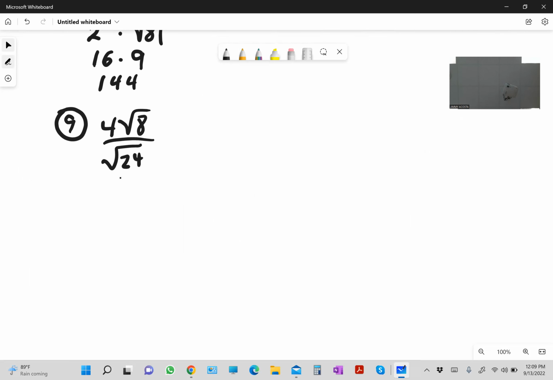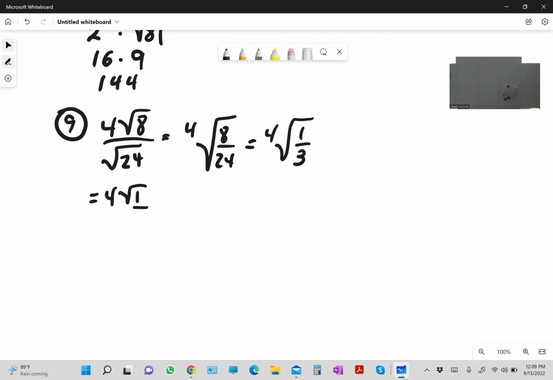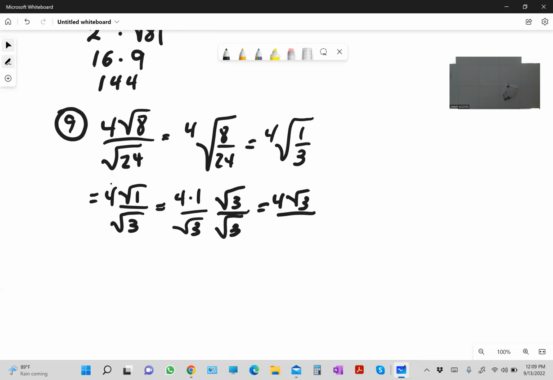Lots of ways to do this, but one of the ways would be to rationalize the denominator, but you could just rewrite this as 4 square root of 8 over 24, which is 4 square root of 1/3. Well, we now know that's 4 square root of 1 over square root of 3, but this is just 4 times 1 over square root of 3. And then we're just going to rationalize the denominator by multiplying both numerator and denominator by the square root of 3. That comes out to 4 square root of 3 divided by the square root of 9, and we know that the square root of 9 is 3. So it's just 4 square root of 3 divided by 3. There's other ways of doing it, but that's one of the ways.